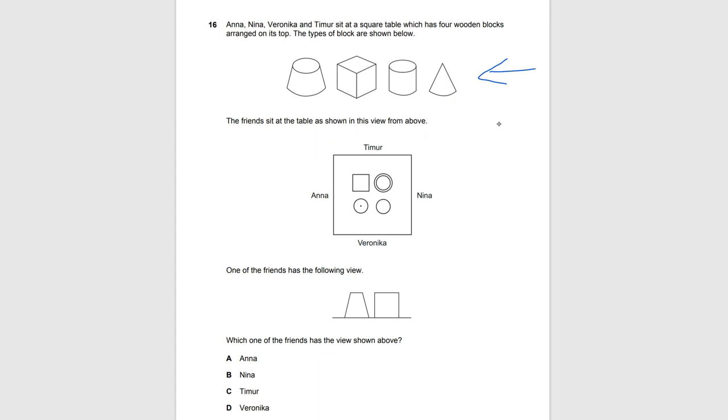Now that that is done, we can read the next part of the question. The friends sit at a table as shown in this view from above. So we have Timur facing inwards here, we have Nina facing inwards this way, Veronica and Anna. So all friends will have a different perspective when looking into the table. One of the friends has the following view. So they have this shape on the left-hand side and this shape on the right. So our job now when answering this question, which one of the friends has the view shown above, we need to find which of the 4 friends has this shape on their left and this shape on their right.